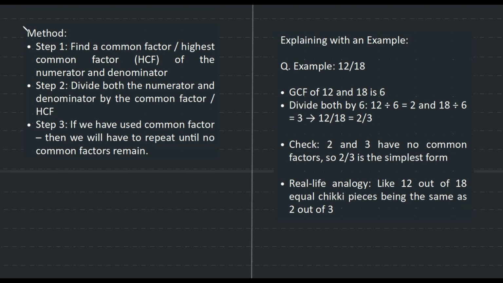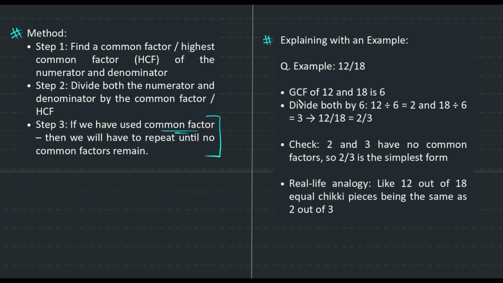Now, how do we actually go about finding the simplest form? It's quite simple. All we have to do is find the HCF of the numerator and denominator and divide both the numerator and denominator by that HCF. If you use any common factor instead, then we will have to repeat until no common factor remains. I'll explain this with an example.